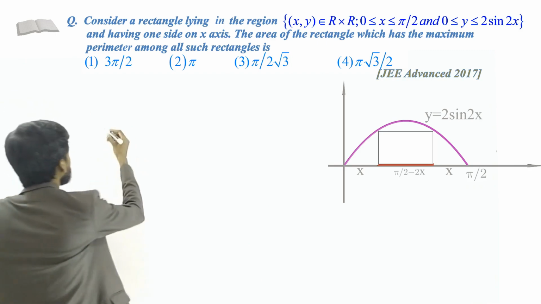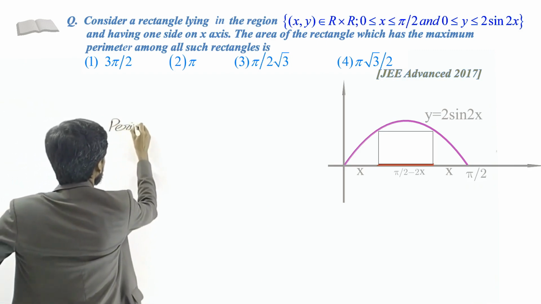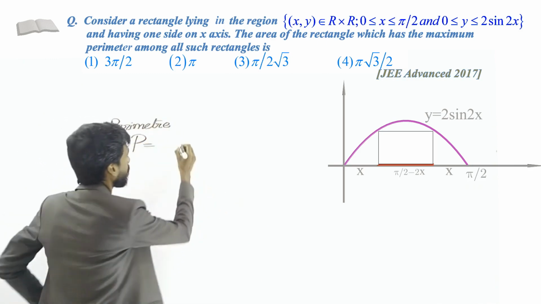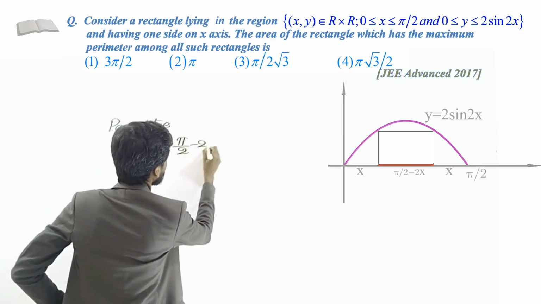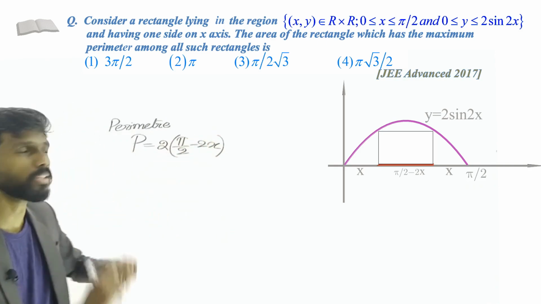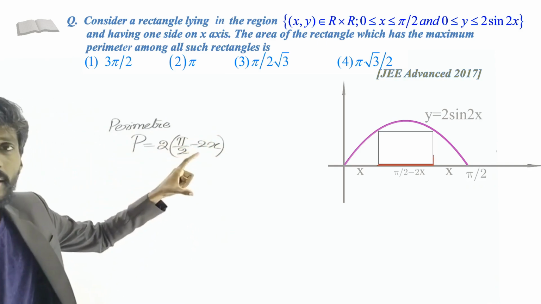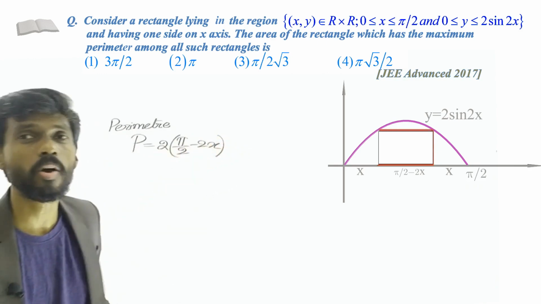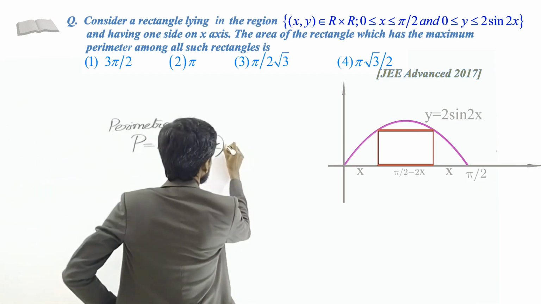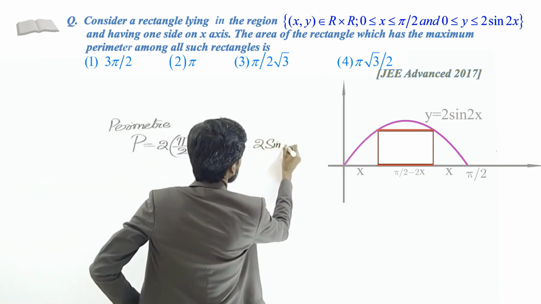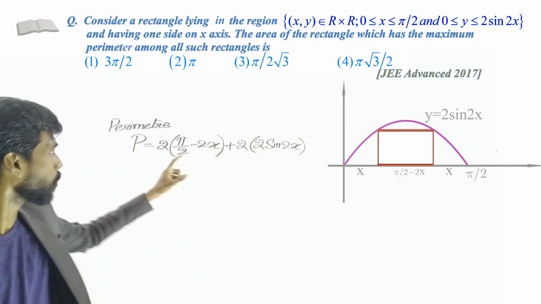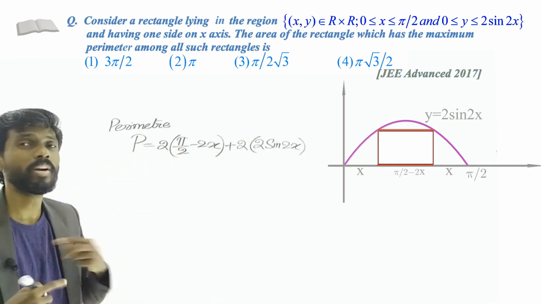So let us find the perimeter. Let's call it P. The base length is pi by 2 minus 2x, and this should be multiplied by 2, since top and bottom have the same length. Similarly the height is the y coordinate, because one vertex lies on the curve. So the height is 2 sine 2x plus 2 sine 2x, which should also be multiplied by 2 because both these sides are of the same length. So this is our required function, the perimeter, but we want its maximum value.